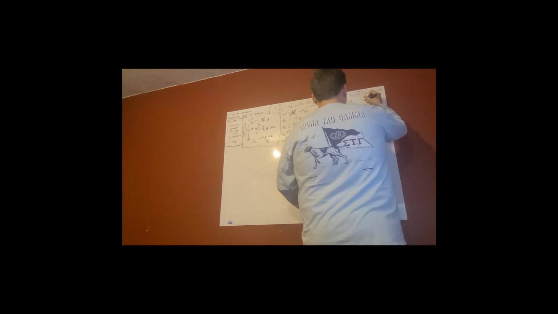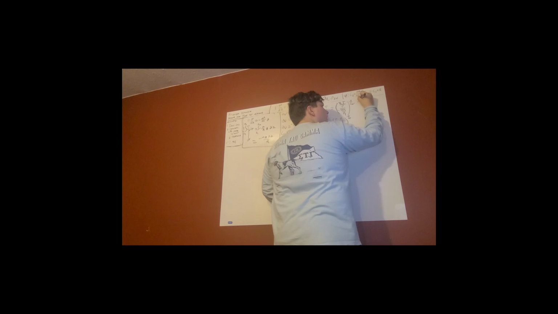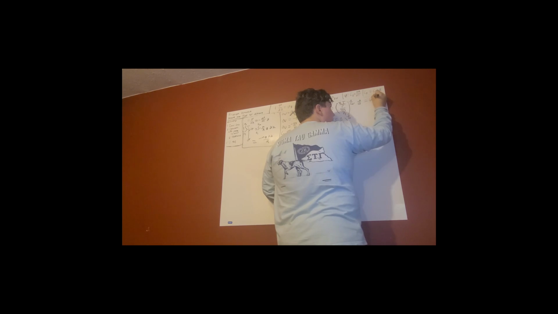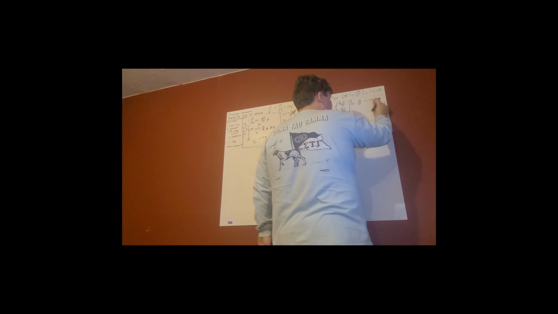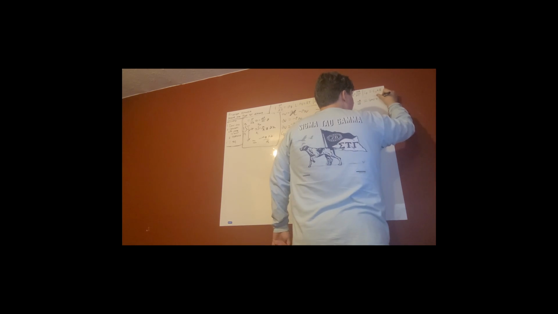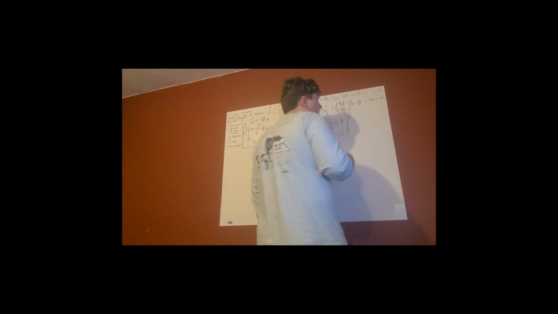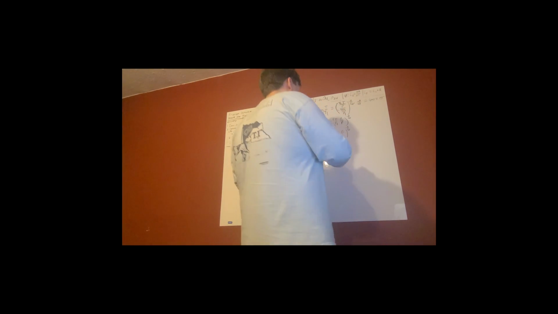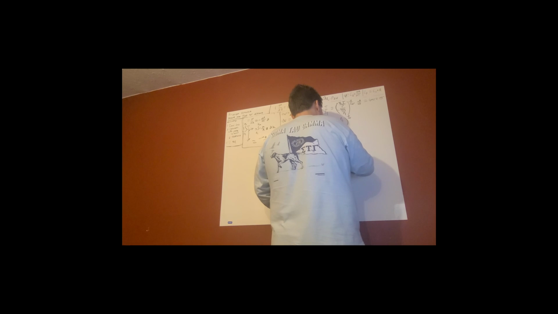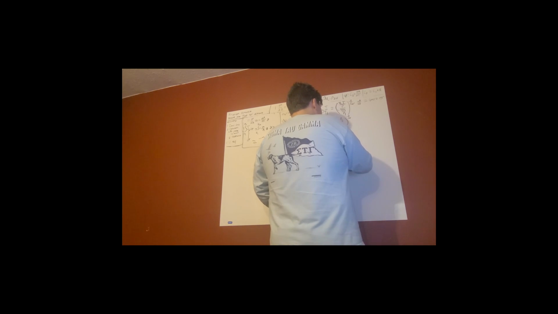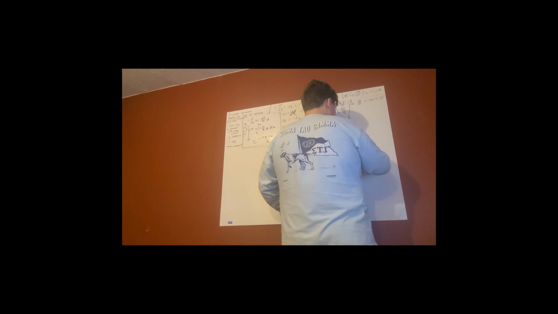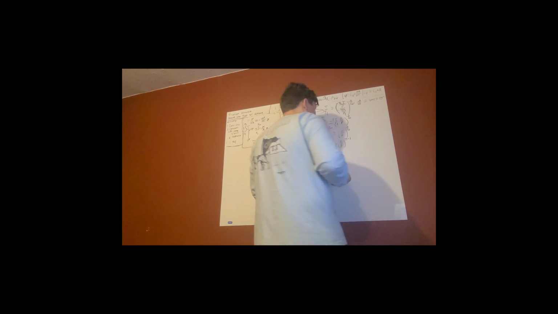And then real quickly, we can define negative R over Cv plus 1 as gamma. And so that's because of this. And that is pretty useful because we can then go T over T1 raised to the gamma power is equal to P1 over P raised to the gamma minus 1 power.